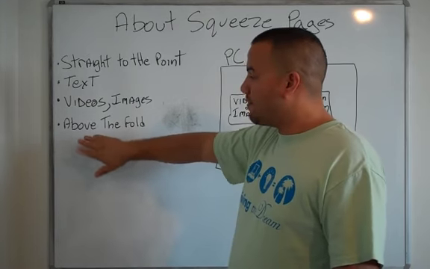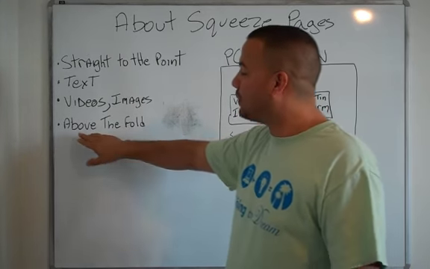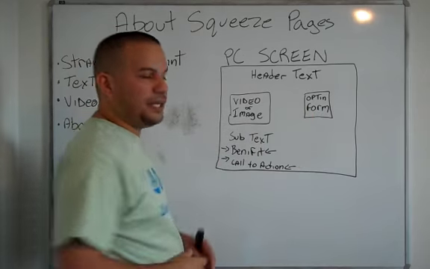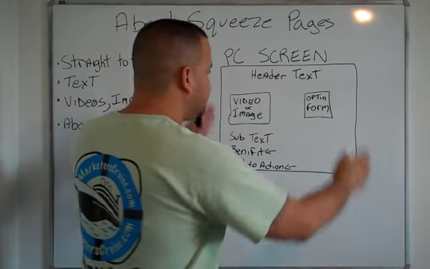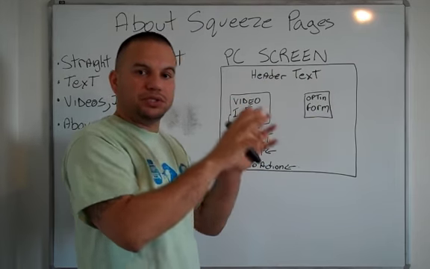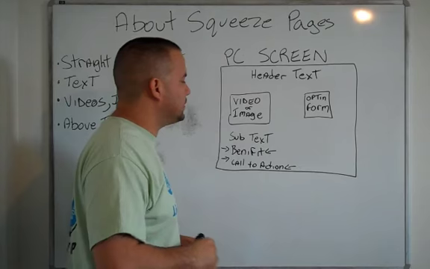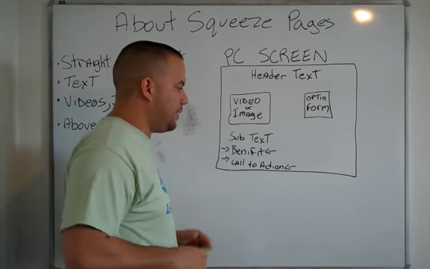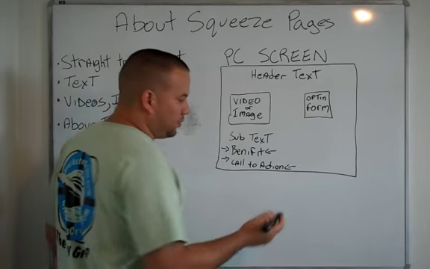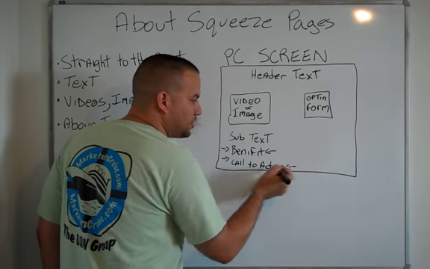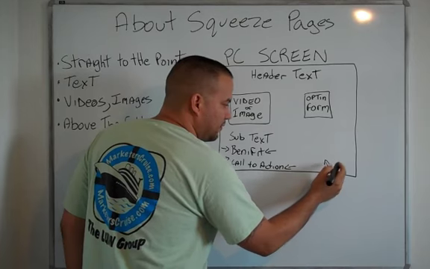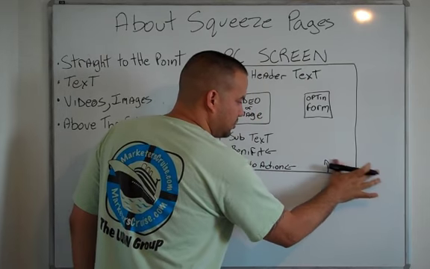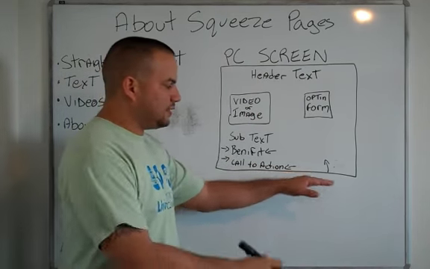Now, before I lose you any further, let me explain what above the fold is. Let's say this little square here is your computer screen, your laptop, your PC, whatever it is, and this is the first thing that you see that pops up there. What I mean by above the fold is this line right here. This is the bottom of your screen, and this is above the fold, okay?